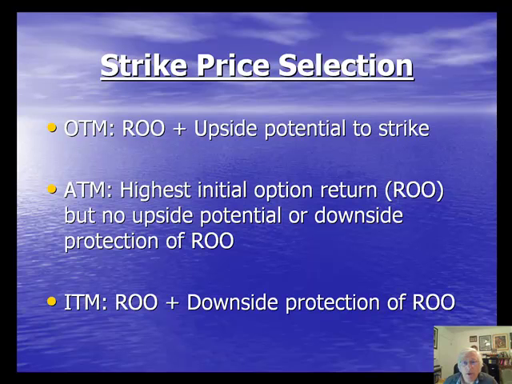The in-the-money strike gives us our initial option return plus downside protection of that return. As we said before, the stock was sitting at 32, we sold the 30 call, and our profit is protected as long as that stock price does not drop below 30.